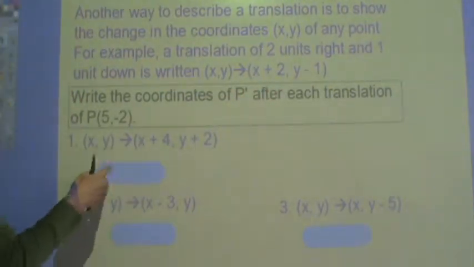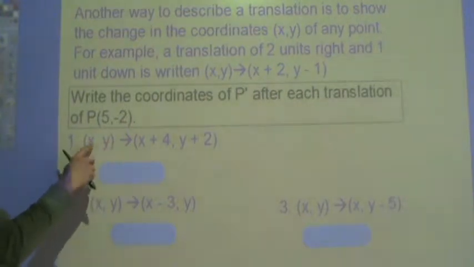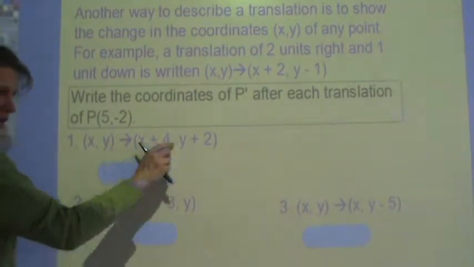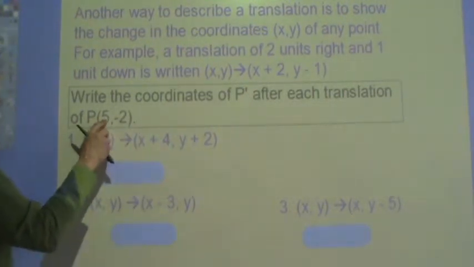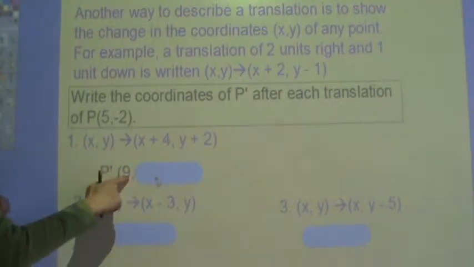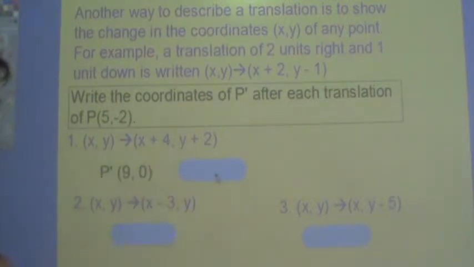So let's use this. It says, write the coordinates of P prime after each translation of (5, -2). So if my original point is (5, -2), I'm going to translate it along the line. It's going to go to the right 4, so my x is going to increase by 4. So 5 plus 4 gets me 9, so P prime is at 9. And my y is going to increase by 2, so -2 plus 2 is 0.